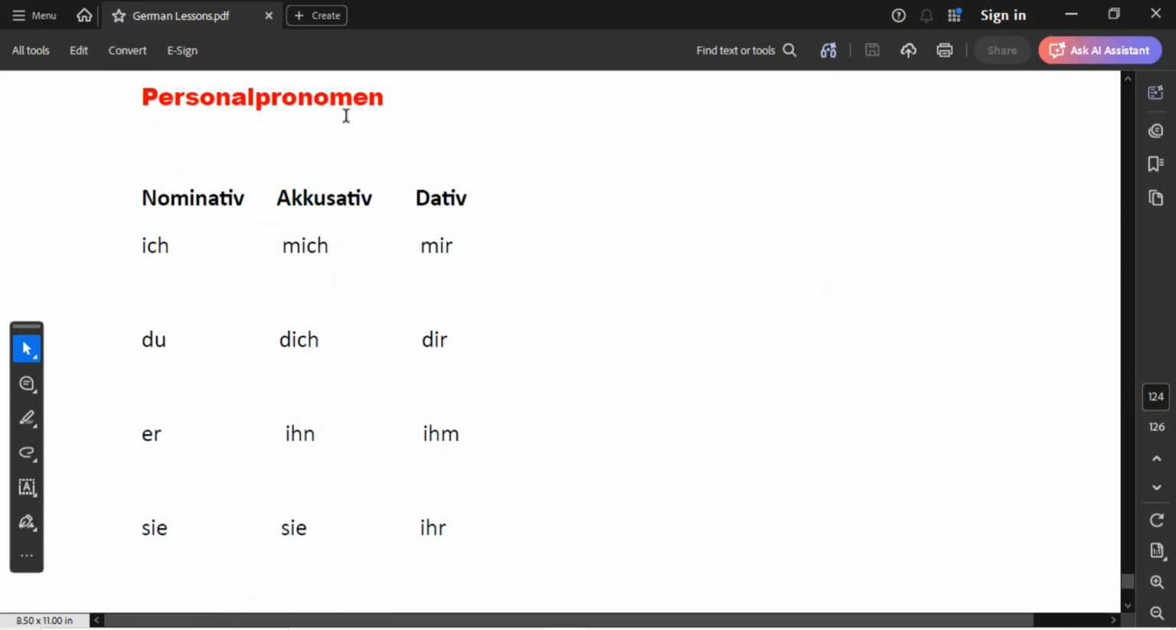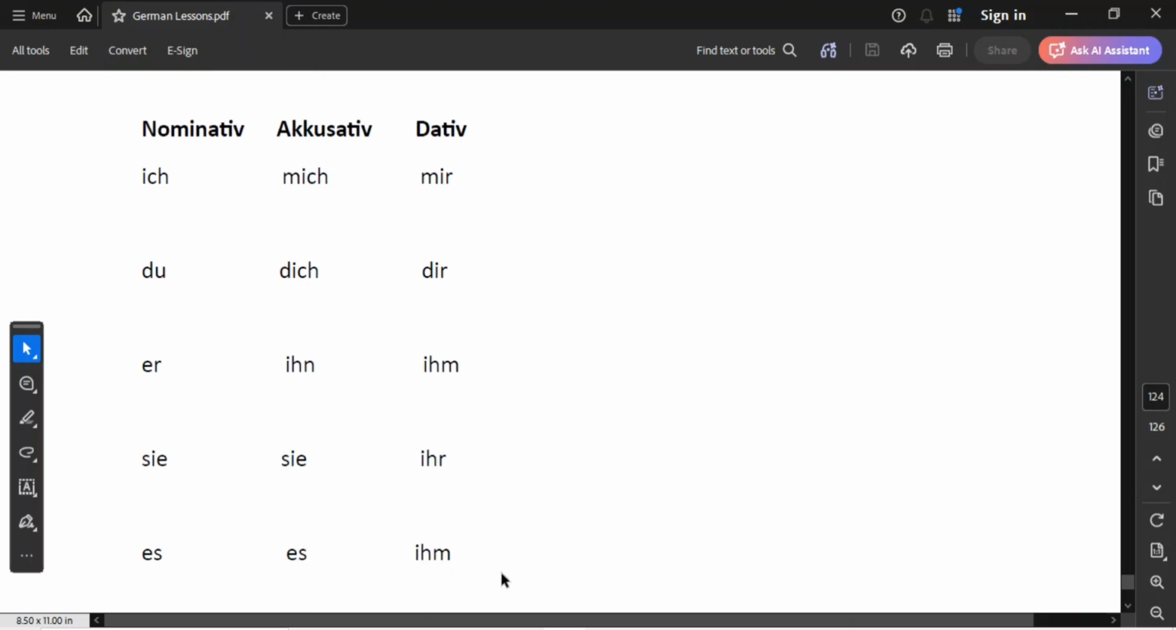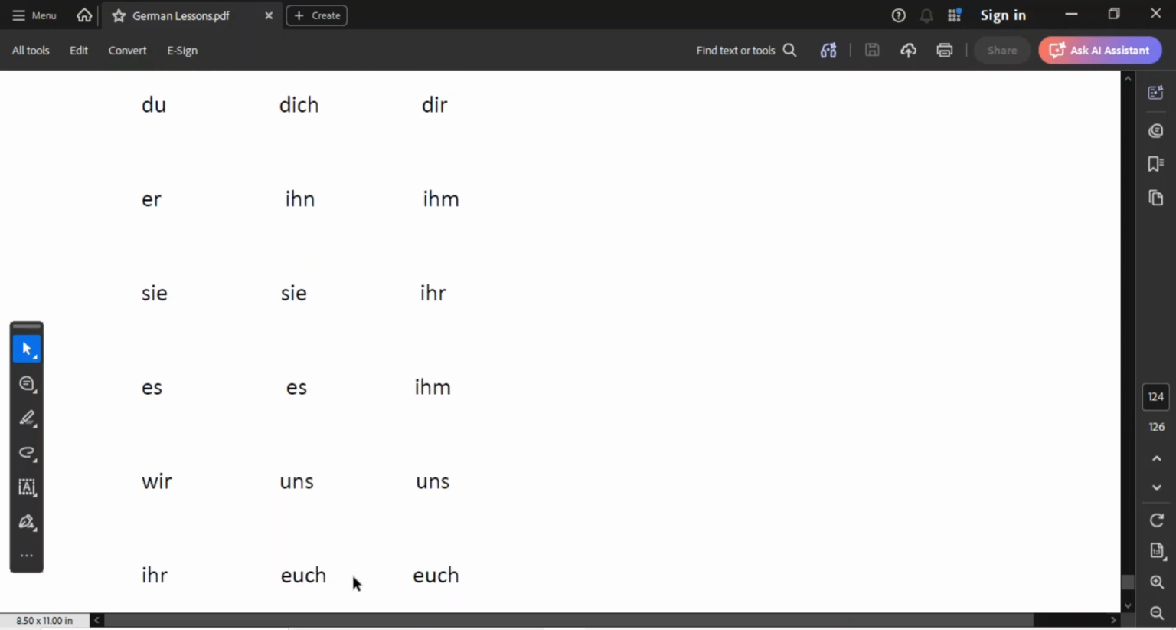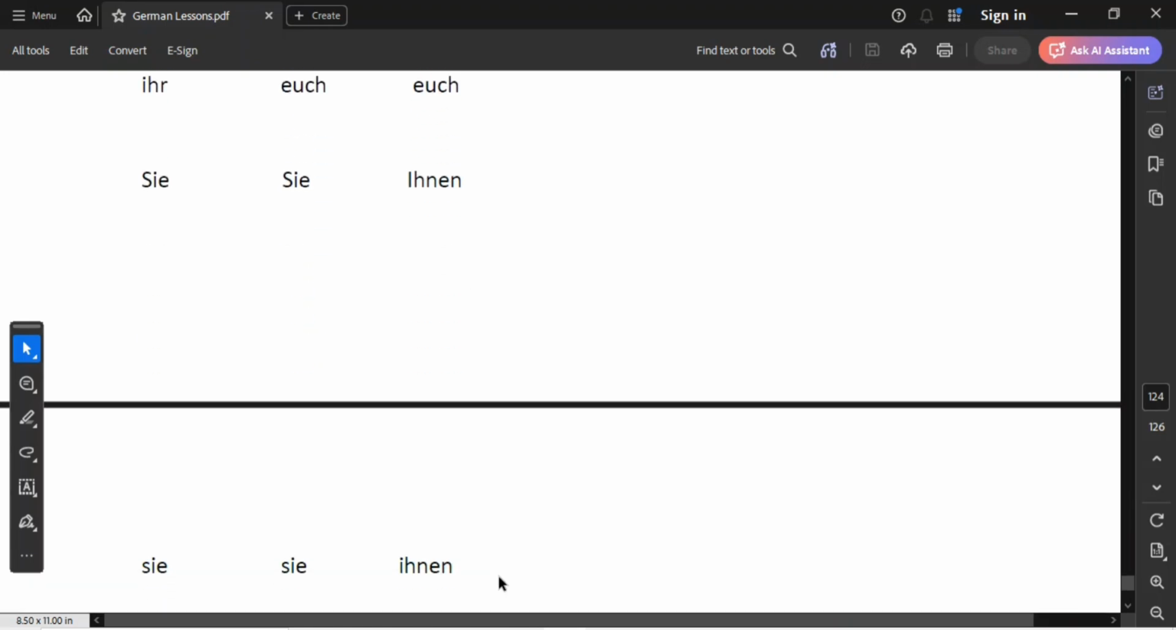Personal pronomen in nominative, accusative and dative. Ich becomes mich, mir. Du becomes dich, dir. Er becomes ihn, ihm. Sie becomes sie, ihr. Then we have es, ihm. Then we have wir, we have uns, uns. Then we have ihr, we have euch, euch. Then we have sie, ihnen. Then the last one is also Sie, we have Sie, Ihnen. So those are personal pronomen in dative case.